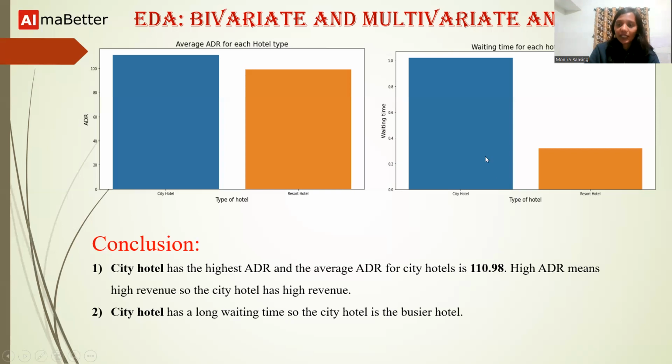Now the next one is which hotel has a longer waiting time. For that I used a bar plot, and I got the insight that city hotel has a long waiting time. So we can conclude that city hotel is the busier hotel.